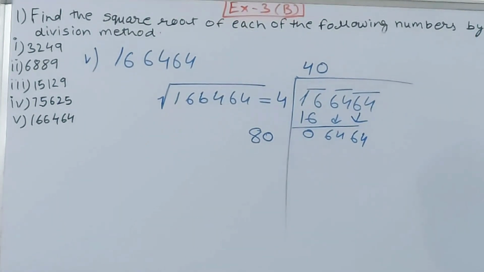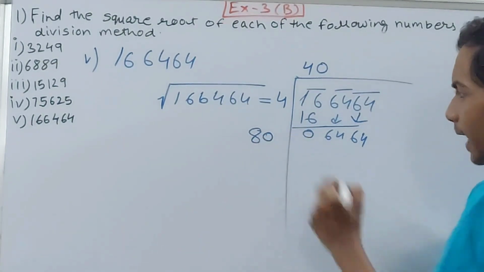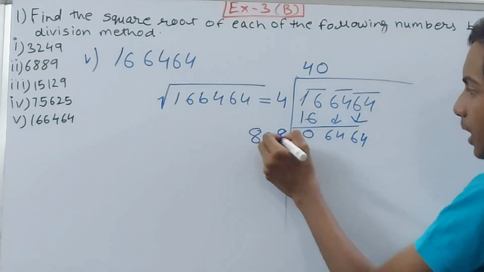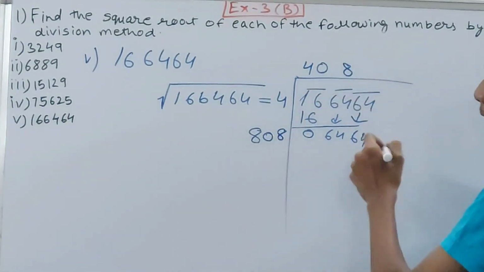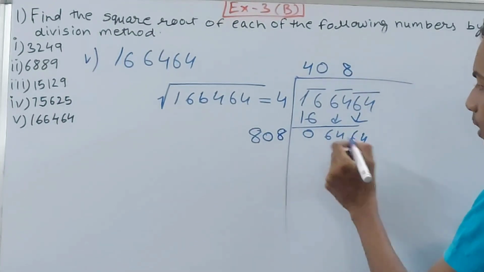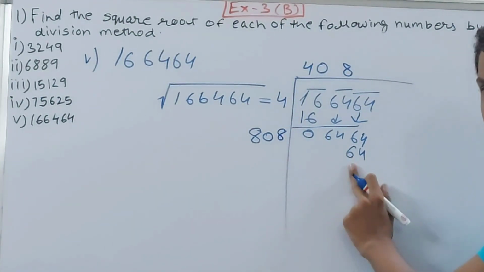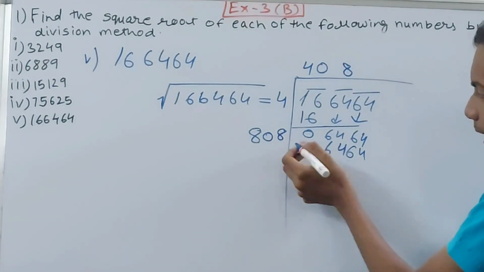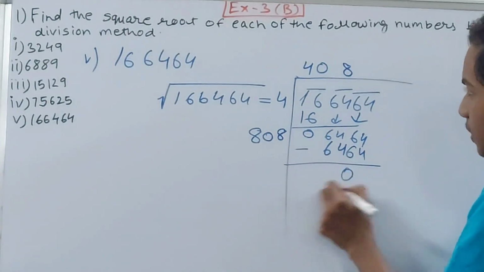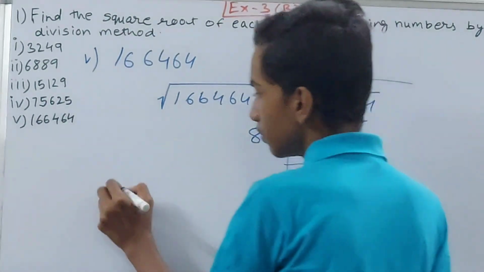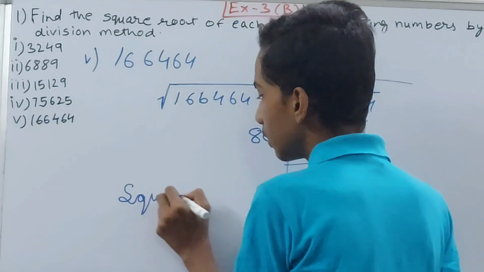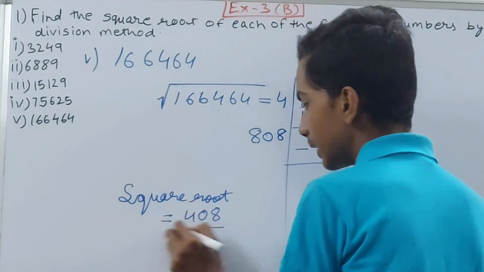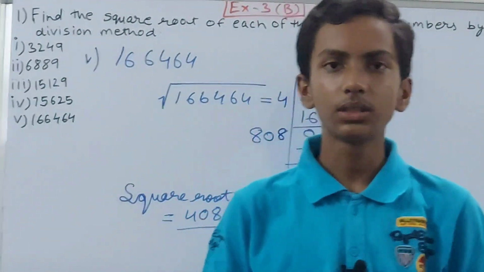Now see, next step will be what? 64 and here 80. So let's take the number 8. So 8, 0, 8, and here also 8. 8 into 8 is 64. 0 is there, therefore I have written two digits at the same time. 8 into 8 again will be 64. And this 0 doesn't really matter. So we get here 0, it cancels, so the square root becomes 408, and that is your answer. Now let's move on to the next part.